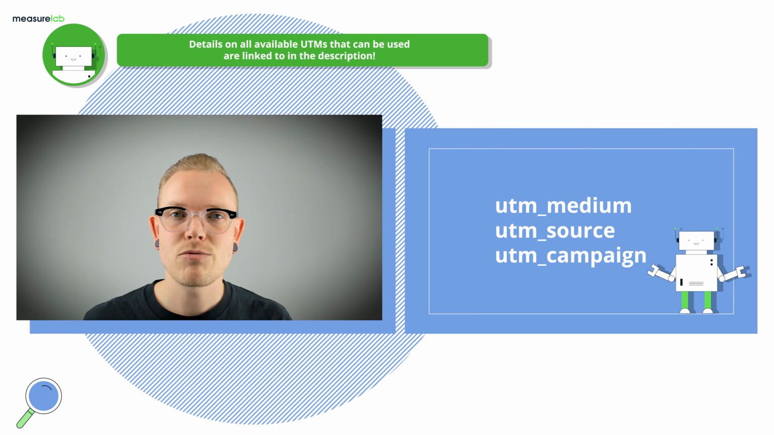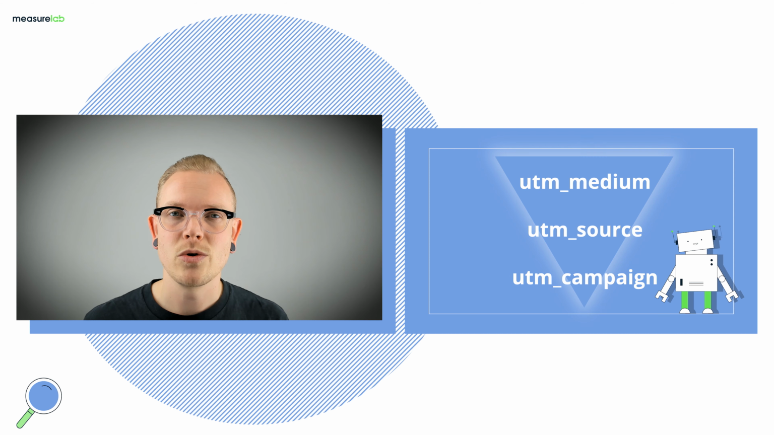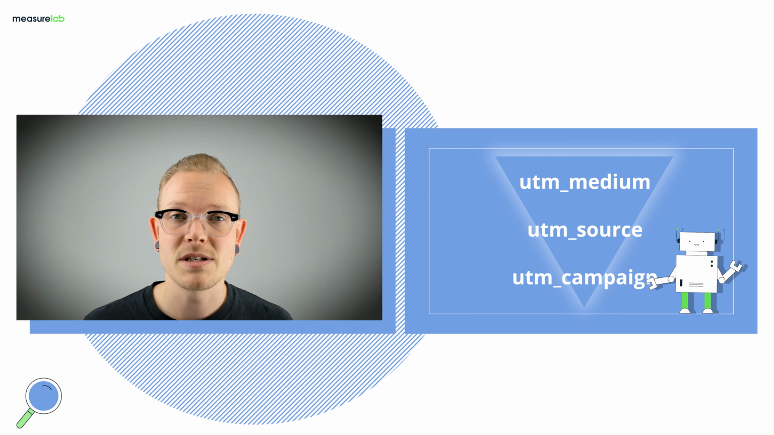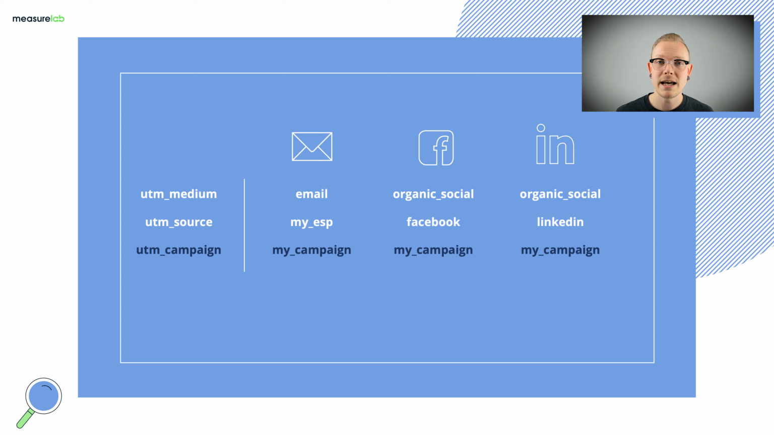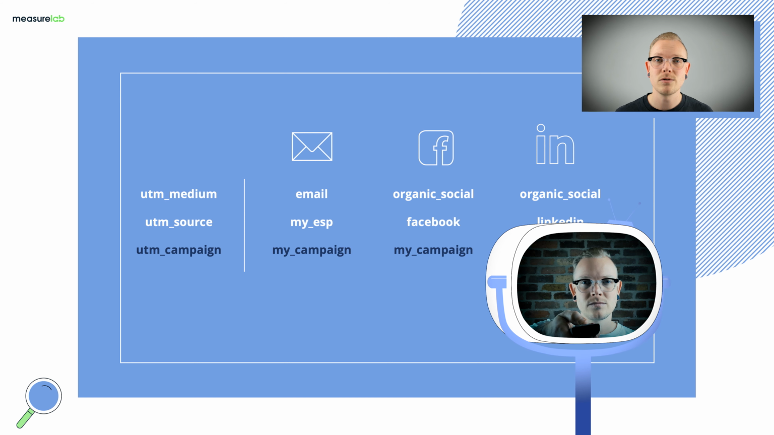The way to think about these three things is that they're hierarchical. So the medium is the broadest possible option, and then the campaign is the more specific. For example, if I'm running a campaign and I'm sending out an email and I'm posting to Facebook and LinkedIn, then I might use the medium of email for my email links, but use the medium of organic social for my LinkedIn and Facebook links. I might, however, use the same campaign name across all three so that if I wanted to, I can aggregate all the data at that level.